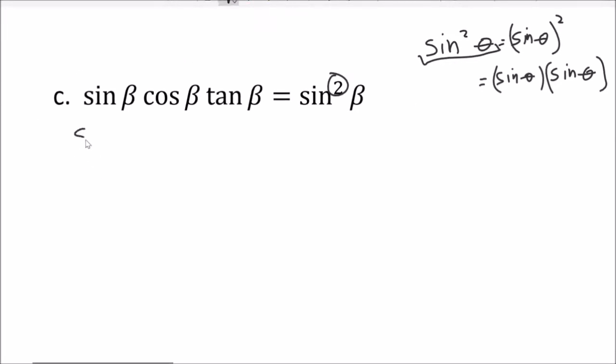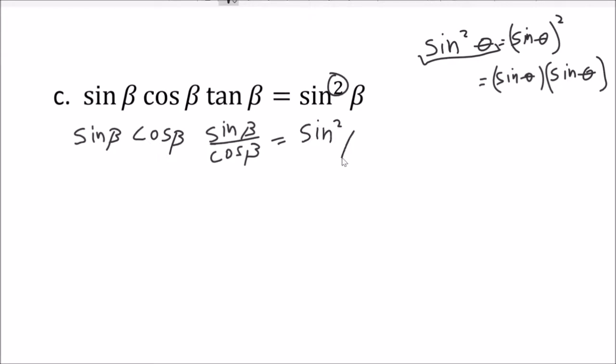So here I go. I have sine of beta, cosine of beta, and then for tangent, I'm going to remember that that's sine over cosine. And then I'm just going to rewrite the right side because I'm not sure that I see what to do quite yet. So sine squared of beta. And then we're going to see, does anything cancel? Well, I have cosine of beta multiplied by sine of beta divided by cosine. So I have cosine divided by cosine. So those two cancel out.